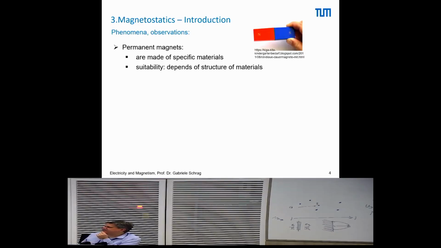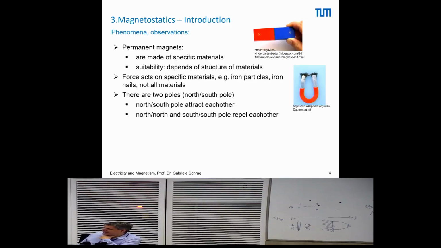Okay, so what you have seen here are permanent magnets. They are made of a very specific material, and whether this material is suitable as a magnet depends on the structure of the material. Then this magnetic force, when you have it, can also act on specific materials like iron particles and iron nails, but not on all materials. There are materials which don't have to be magnetic in the first place, but they respond to magnetic forces, and they can also be magnetized to some degree.